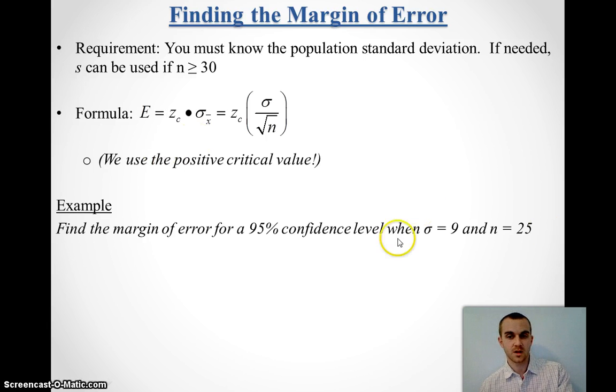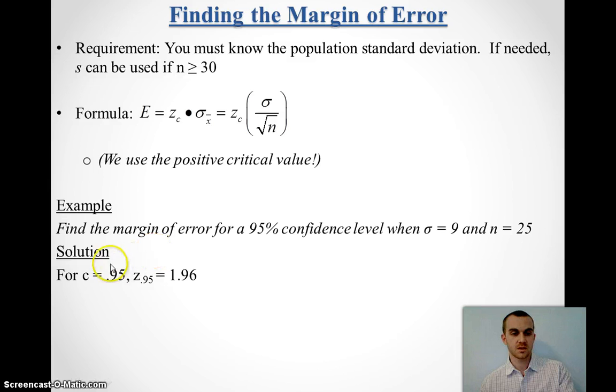So let's look at this problem down here. We're going to find the margin of error for a 95% confidence level when our standard deviation is 9 and our sample size is 25. So when we see this symbol, we recognize that's the population standard deviation. So sample size is not critical to make sure that we could do this problem. So we always have to pay attention, is it population or sample standard deviation we have.